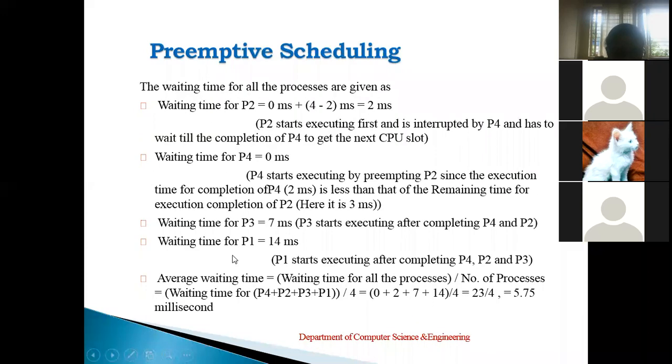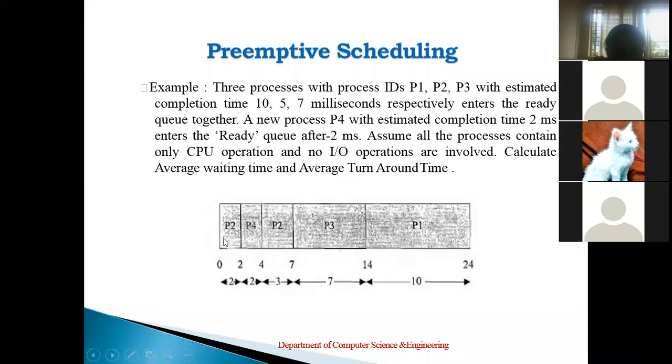Now you tell me what is the turnaround time for P2. How much time has it waited in the queue, and what is the execution time? How much time has it waited? Ma'am, 0. Starting it is 0. After that it has waited for 2 milliseconds. Yes or no? Yes, ma'am.